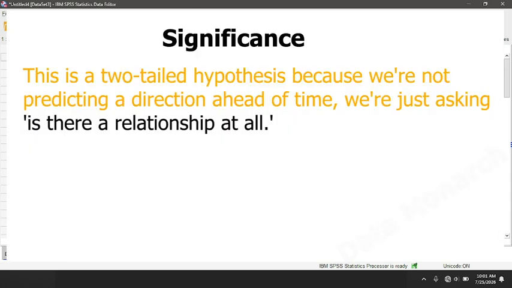This is a two-tailed hypothesis because we are not predicting a direction ahead of time. We are just asking, is there a relationship at all? If we specifically predicted more study hours will increase scores, that would be a one-tailed directional hypothesis instead.